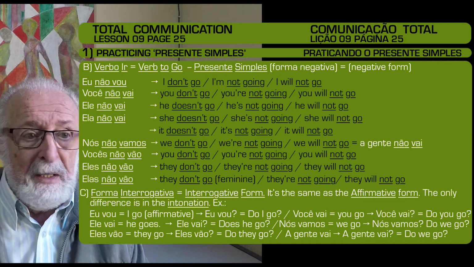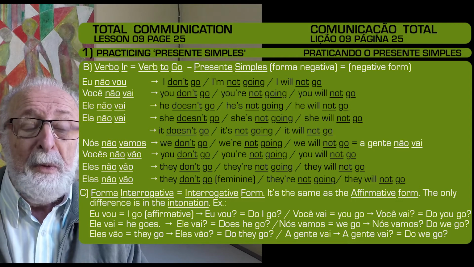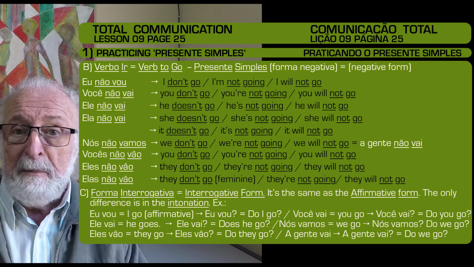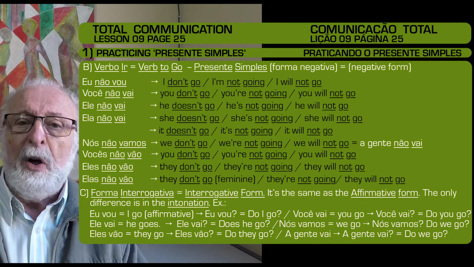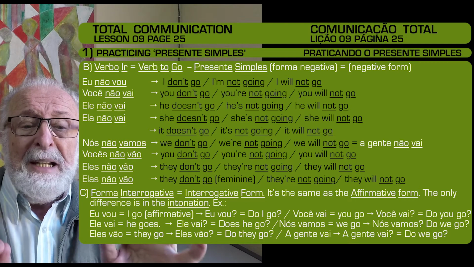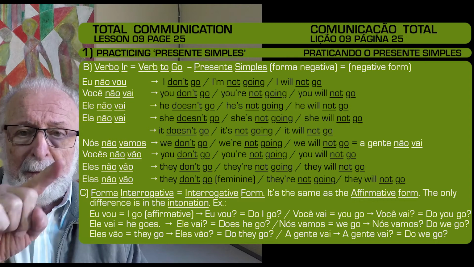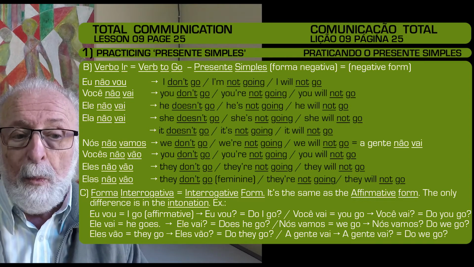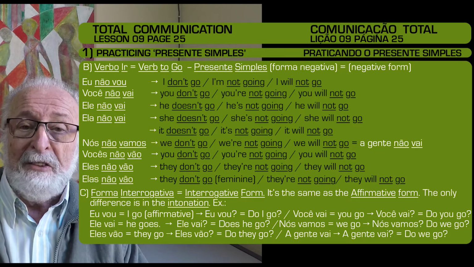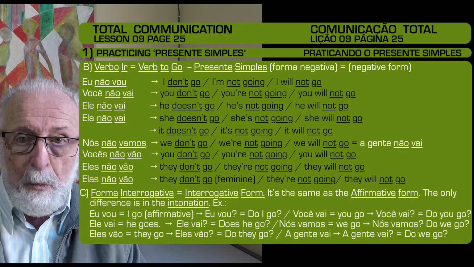It's page 25. Okay? Practicing present simple. I just put there forma negativa. Forma negativa means negative form. Okay? So, let's see. We use não. Eu não vou. N-A-O, and the tilde over the A. Não. Não. It means no. Negative. Or, in case of verbs, do not. No or not is não.